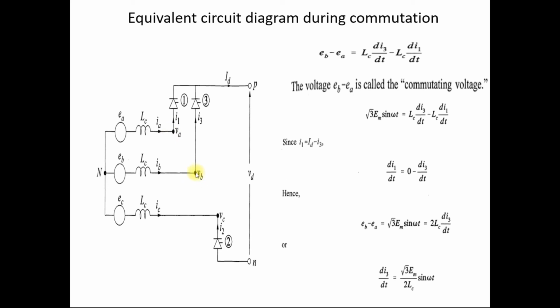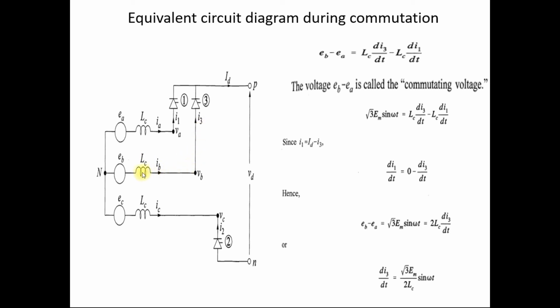So what is the potential at this VB? It is the same as the potential at VA, because both are conducting during the commutation. Clear? There is no potential difference between this point and this point, so VA is equal to VB. What is the magnitude of VB? VB is your source voltage EB minus the voltage drop across this inductance. So VA is equal to VB is equal to EB minus LC di3 by dt.